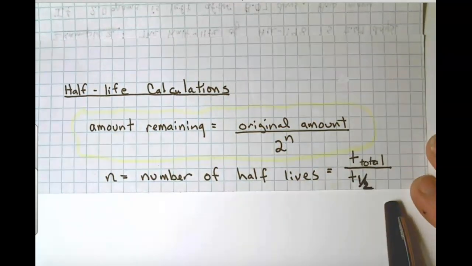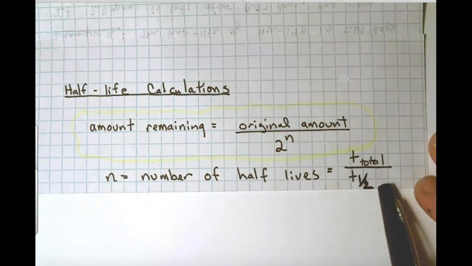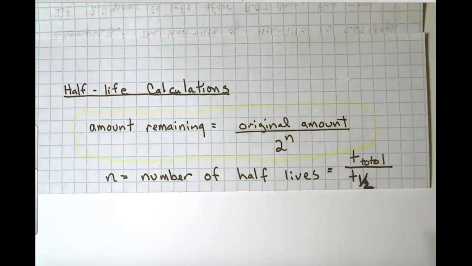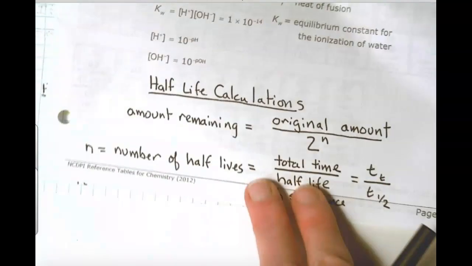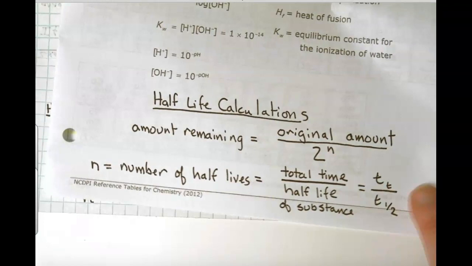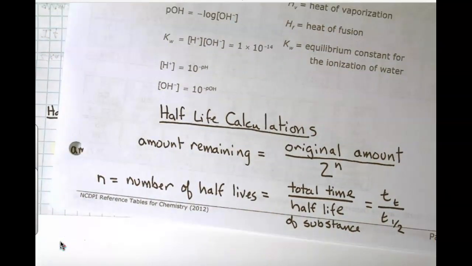And how we figure out the number of half-lives that have gone by: you take the total time that has passed and divide it by the half-life of that particular substance. Now this is a good time to get out your reference table, go to the second page, the formula page, and at the bottom we're going to add the formula for half-life calculations. So you should pause right here and put that on your formula sheet.